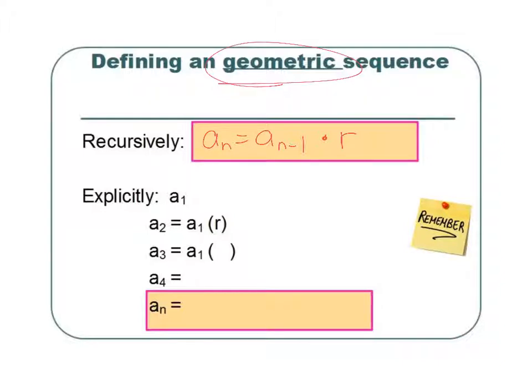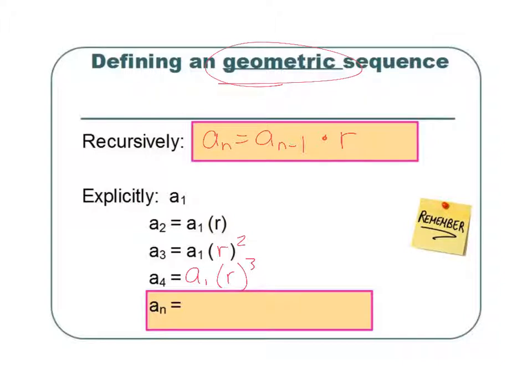So explicitly, if you're given a sub 1, to find a sub 2, you're going to take your first term and multiply it by R. But if you need the third term, you're going to take the first term and multiply it by R twice, and that's not 2R, that's going to be R squared. So the fourth term, I would take A1 times R to the third power.